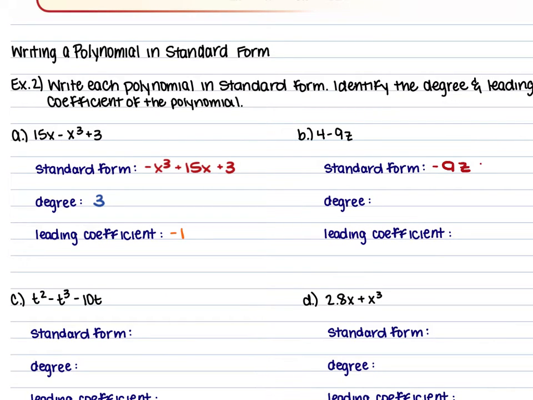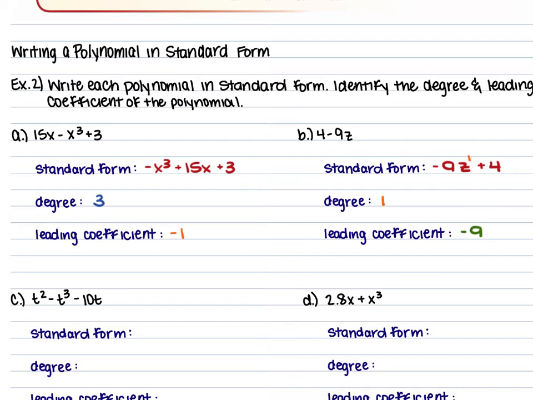From there, you would have that positive 4. So in standard form, you have negative 9z plus 4. Your degree for this one, there isn't a power on either of these terms, so you have an invisible 1 on that z, so your degree is just 1. Your leading coefficient comes from the first term in standard form, which is negative 9.